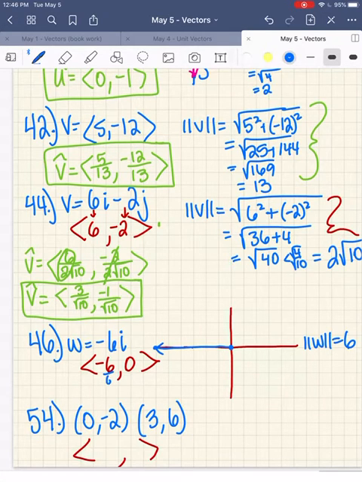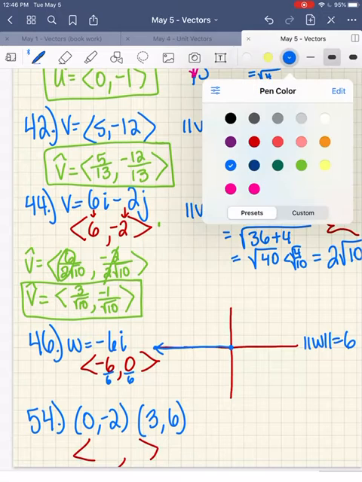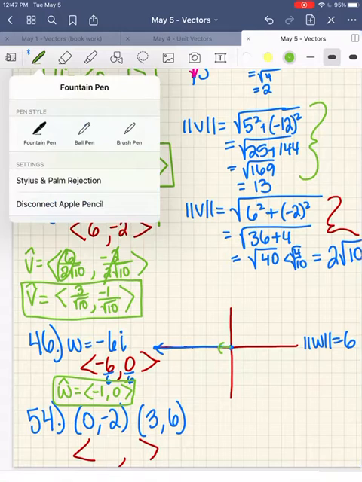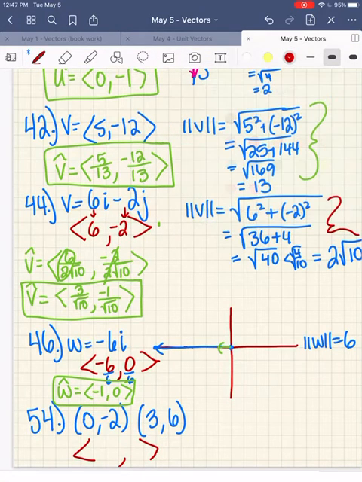So we want to go back and divide this by 6. Our final answer, W hat, remember you put the hat when you want to say unit vector, is negative 1, 0. And you can see here, negative 1, 0 goes in the same direction as our original, but its length is only 1.